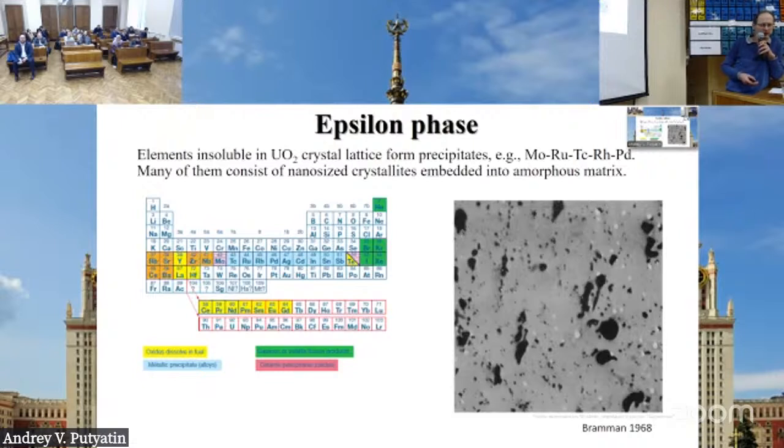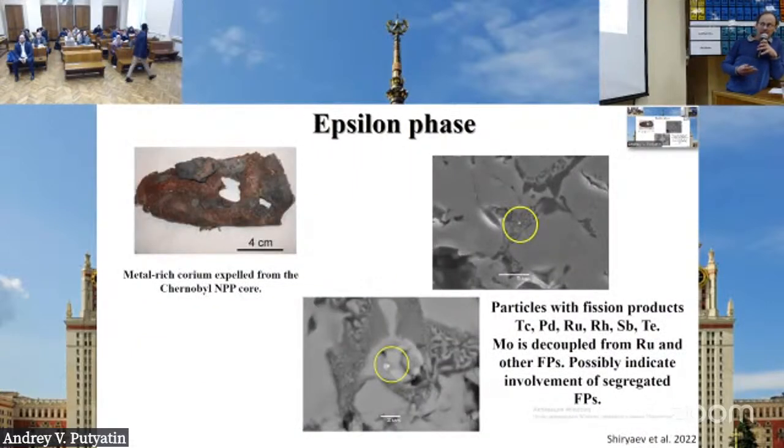And if we look with transmission electron microscopy, we come to the conclusion that most of these particles combine small crystallites, several nanometers or tens of nanometers in size, which are embedded in an amorphous matrix of this metal. And this epsilon phase can be quite resistant in different environments.